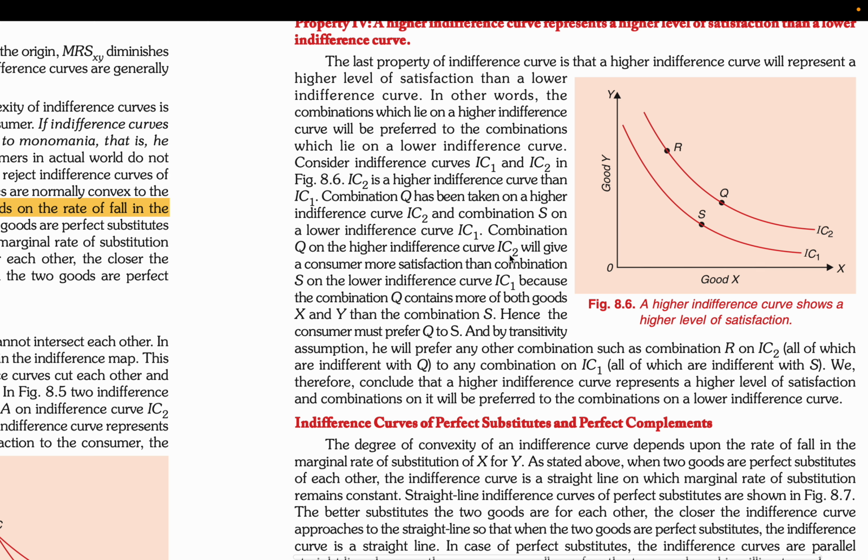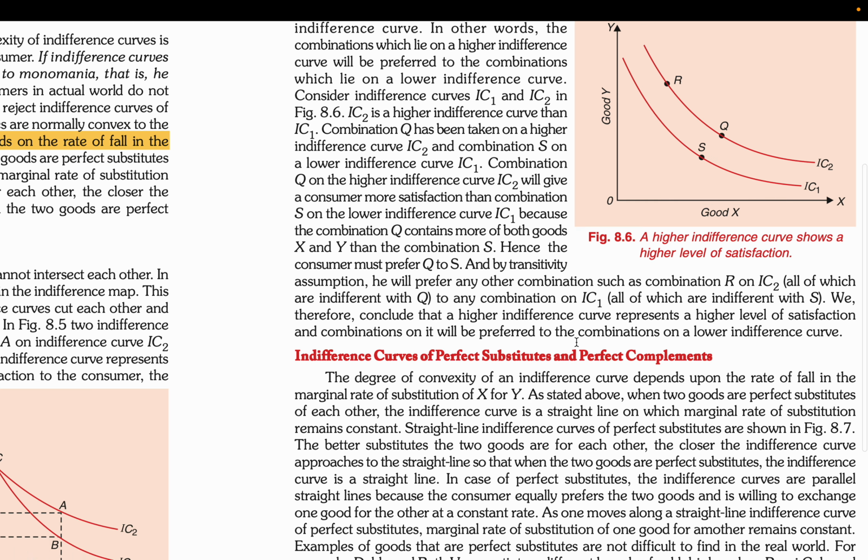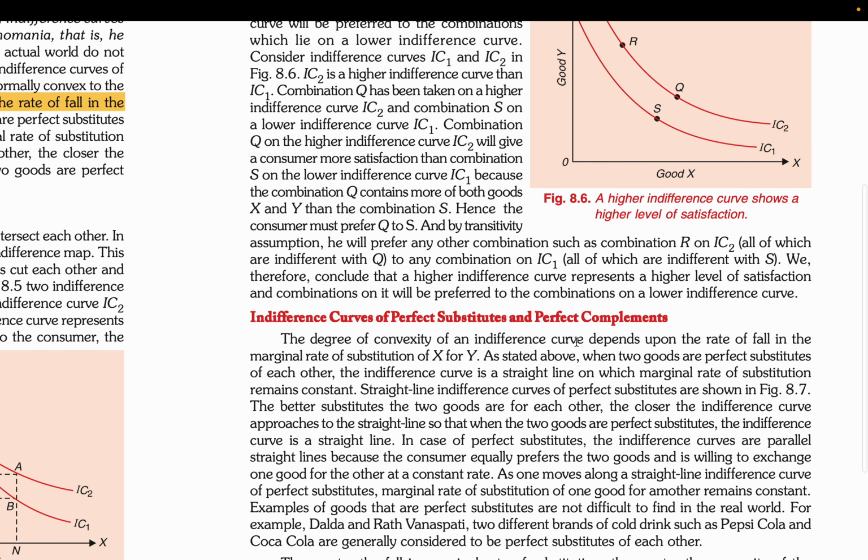Combination Q on IC2 will give a consumer more satisfaction than combination S on the lower IC, because the combination Q contains more of both goods X and Y than the combination S. So this contains this level, whereas this contains this level of good Y. So Q is better. Same for good X. And by the transitivity assumption, he will prefer any other combination such as combination R on IC2.